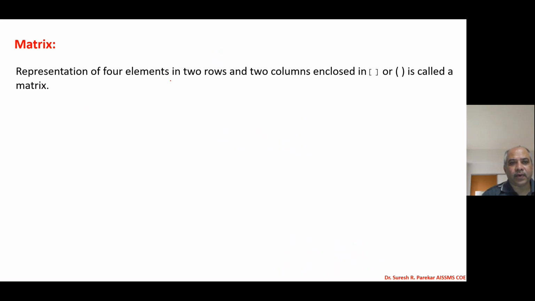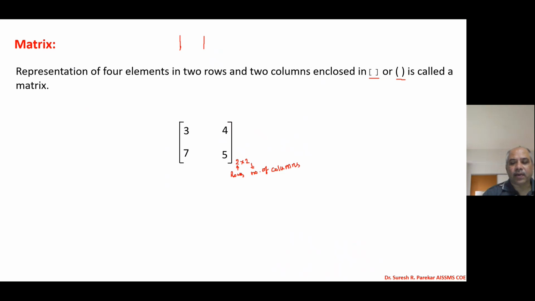The representation of 4 elements in this bracket or in this bracket is called a matrix. For determinant, we are going to use only vertical lines. That is the major difference in the representation of determinant and matrix. So this we are going to say as matrix, and the size and other things are the same. So we are going to mention here 2 by 2. First gives you the number of rows and second gives you the number of columns.